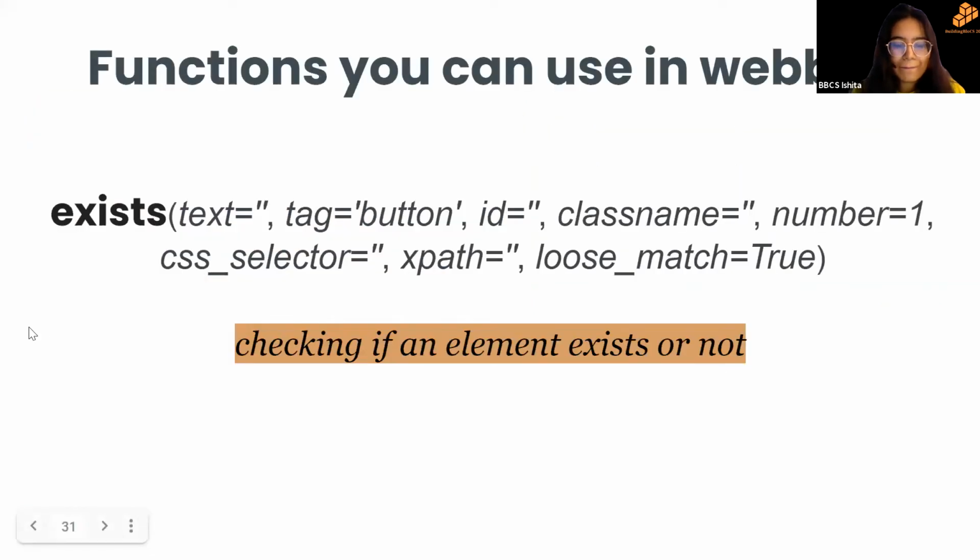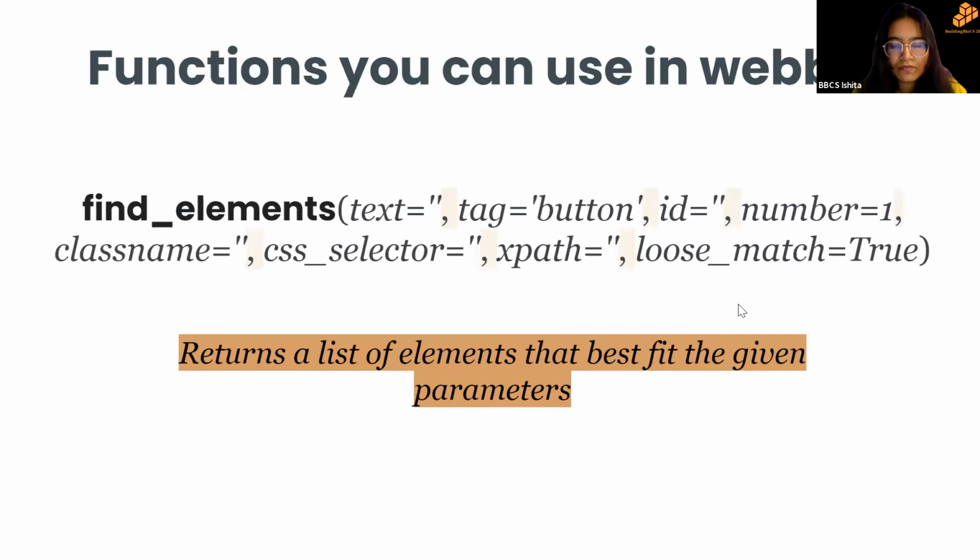So exists returns true or false depending on whether an element exists. The parameters within the brackets are the exact same as click, just that the function returns true or false if the element which is specified exists. Okay, find elements returns a list of the elements that match the parameters that you set.